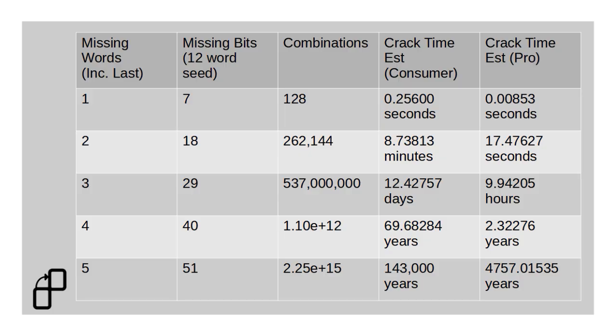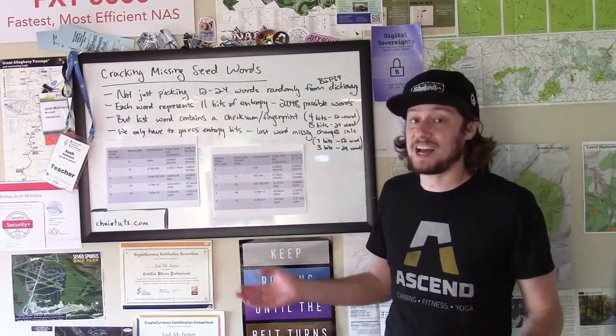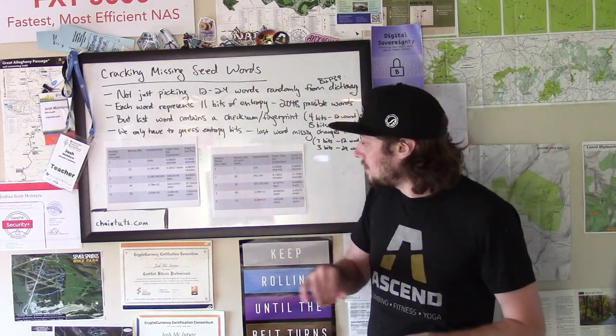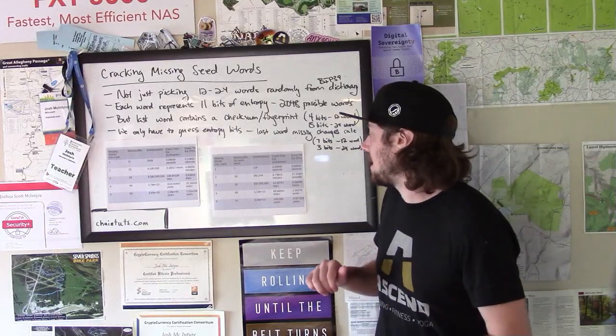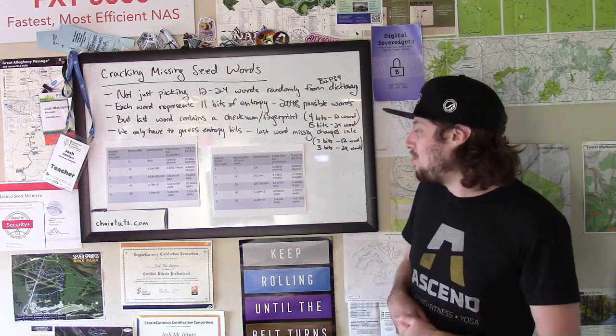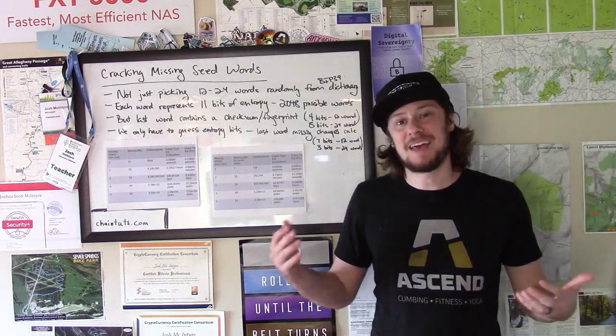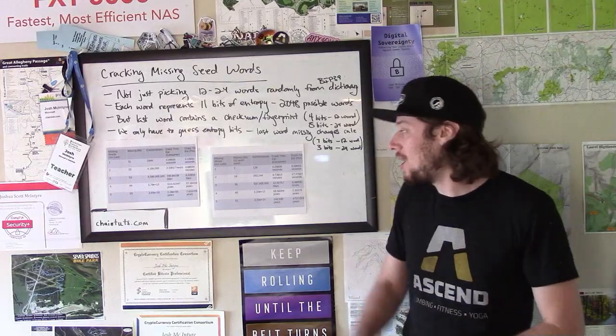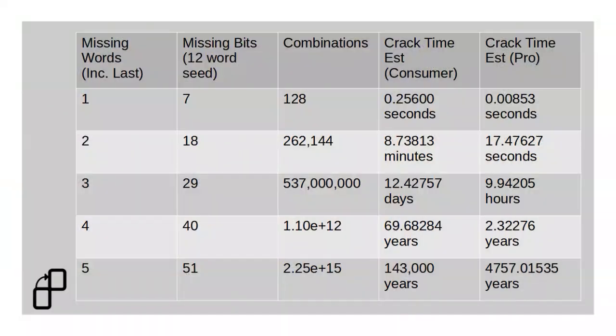For 2 words, we're missing 18 bits of data, which is in the realm of minutes or seconds. 3 words, we're missing 29 bits of data, which is in the realm of days to hours. But, once again, exponential math is hurting us here. When we get into 4 and 5 words, we're still starting to get into the realm of impractical or impossible to crack those words, on the order of several years to an impossible amount of years, like 100,000 years.